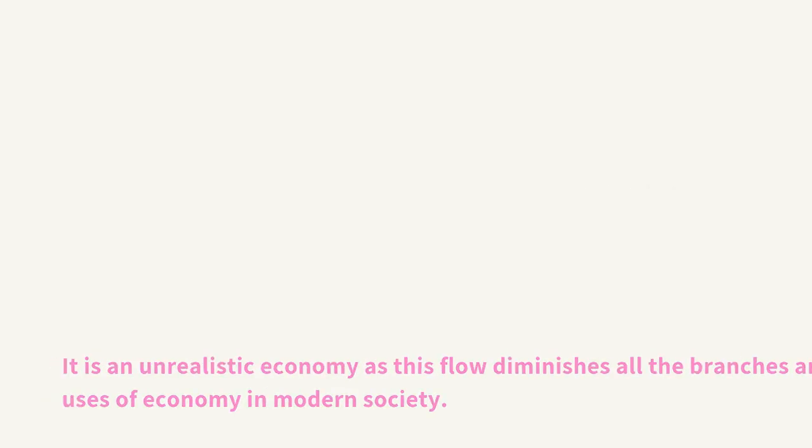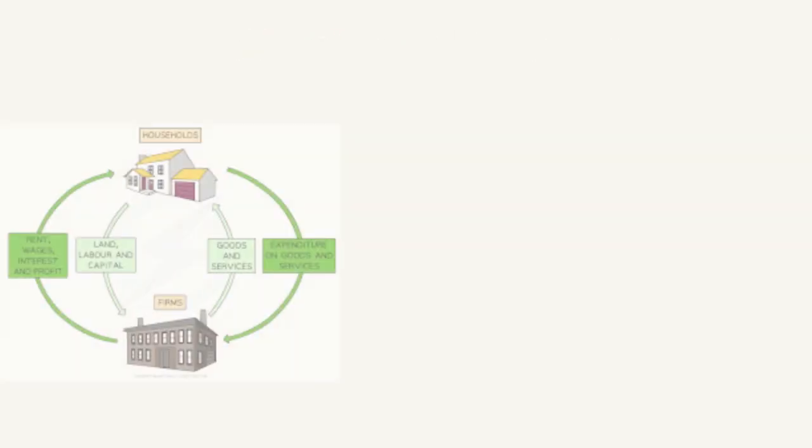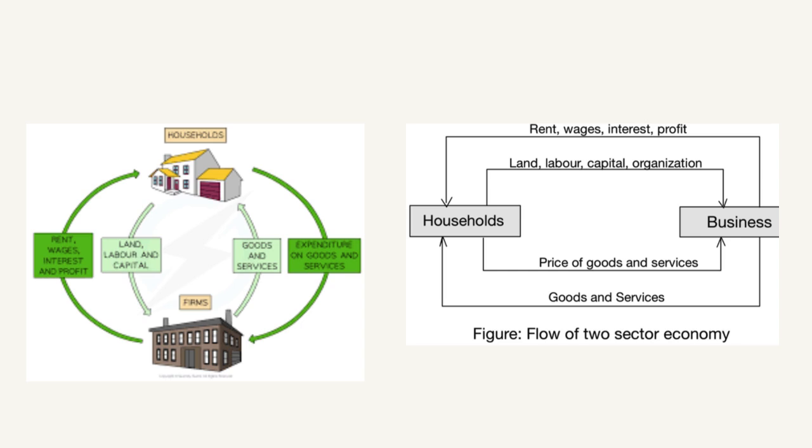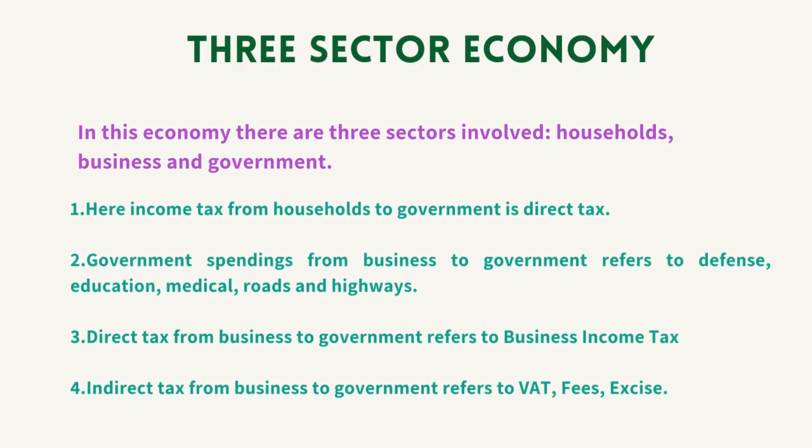Next topic is two-sector economy. In this economy, there are two sectors involved. One is households and the other is business. Here, land, labor, capital, organization are called factors of production and rent, wages, interest, profits are called compensation to factors of production. If you look at the graph of two-sector economy, you will understand it better for the presentation.